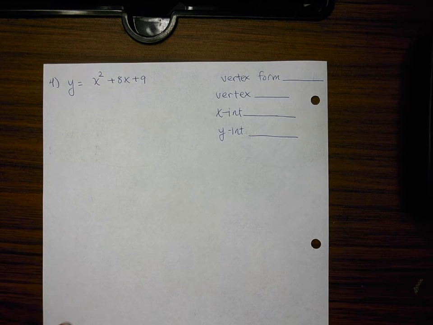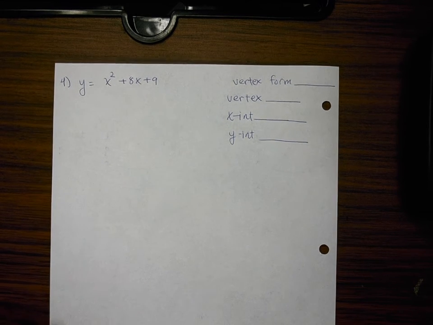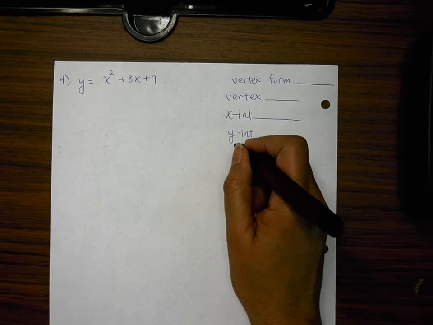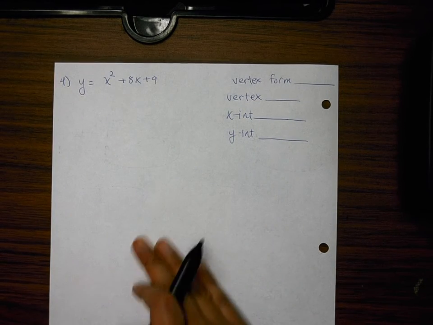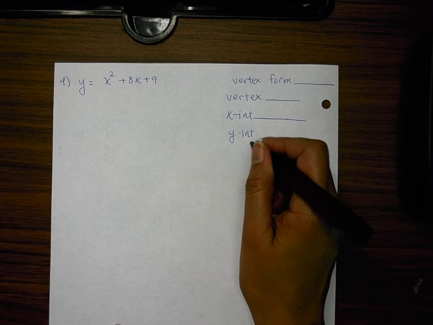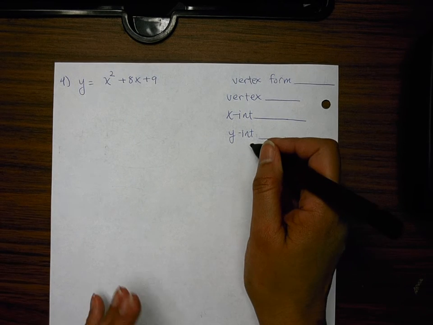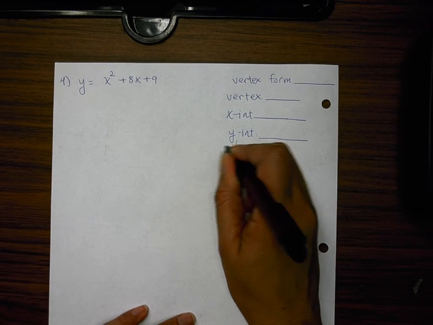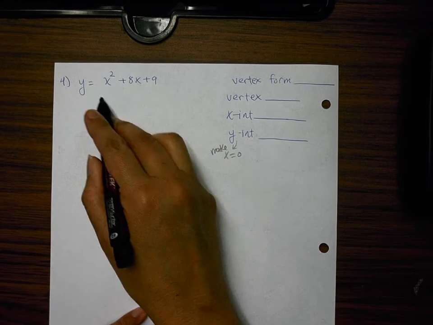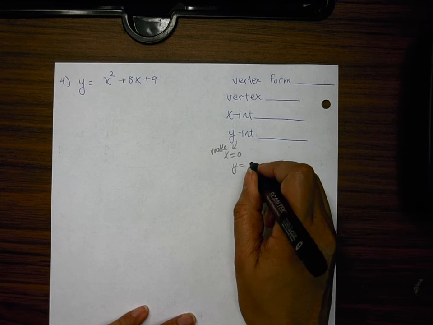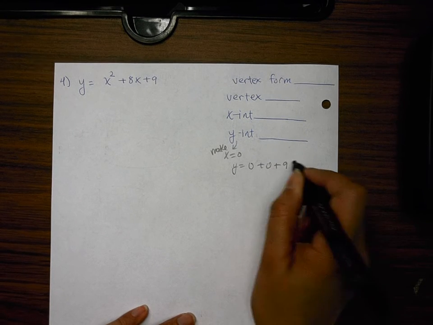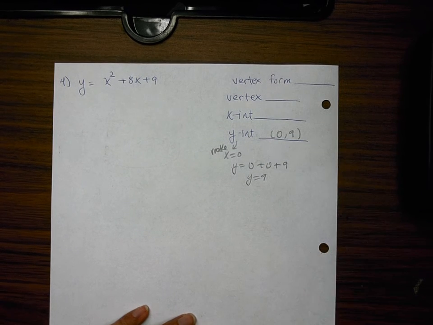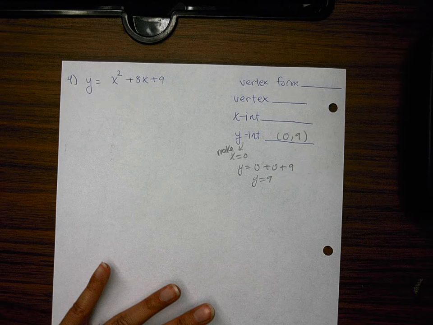Okay, since it is in standard form, I'm going to find the y-intercept first. Remember we are going to graph, so leave room for a graph. We find the y-intercept by making x equal 0. So we get y equals 0 plus 9, which is 9. So my y-intercept is (0, 9). That's the easiest thing to find right away.